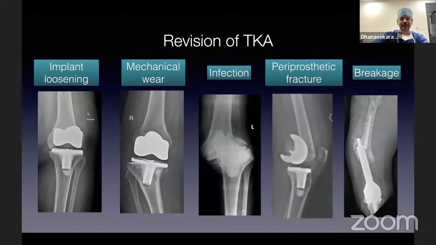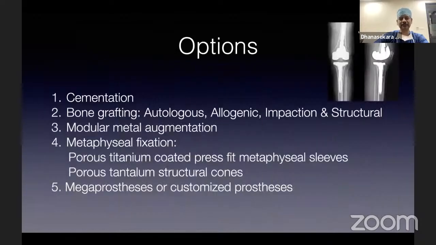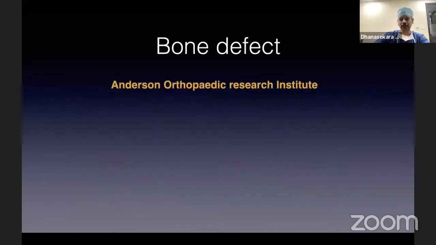So in a revision TKA, you can have implant failure at loosening. It can be a mechanical failure or infection or a periprosthetic fracture or breakage of an implant. All these things result in bone loss, and combined with particulate disease, there is a lot of bone loss, more than what we anticipate. The options include cementation alone, bone grafting, modular metal augments, and metaphyseal fixation. There are two types, metaphyseal sleeves and cones, and megaprostheses.